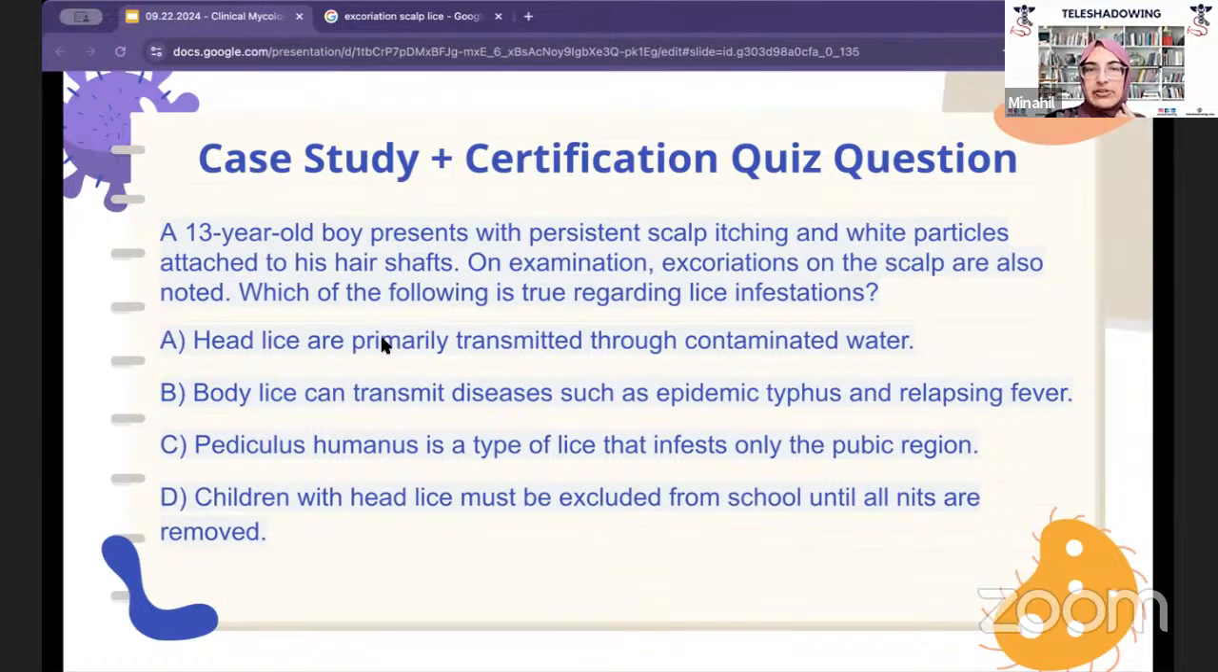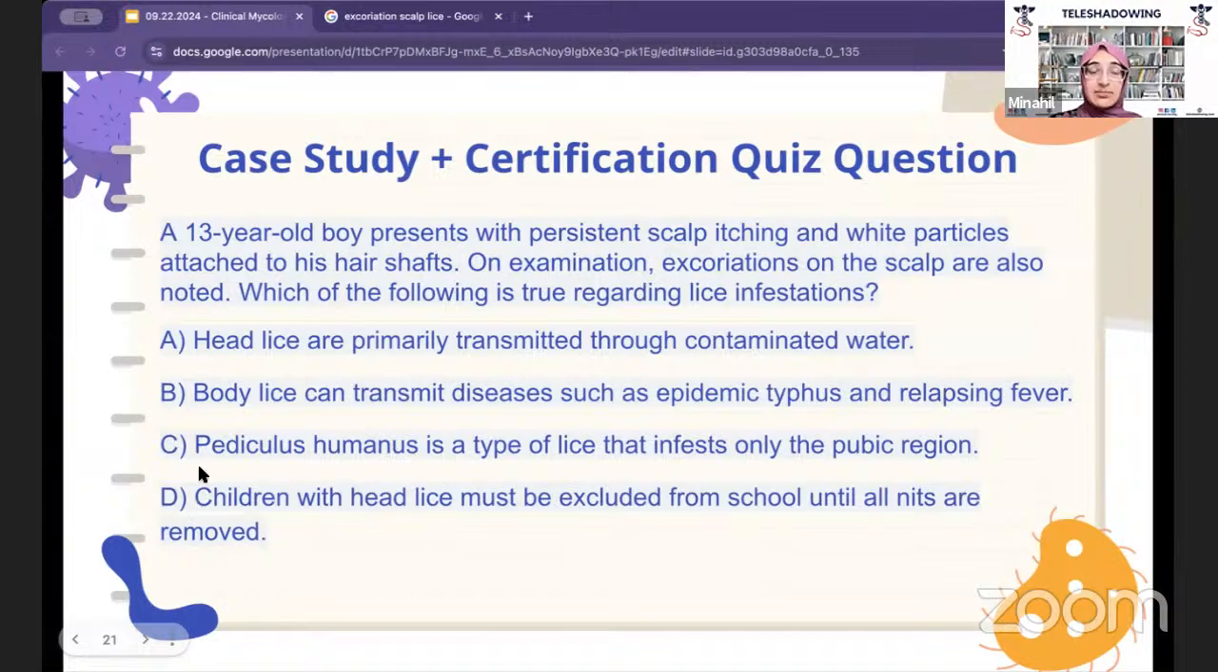A, head lice are primarily transmitted through contaminated water. B, body lice can transmit diseases such as epidemic typhus and relapsing fever. C, Pediculus humanus is a type of lice that infests only the pubic region. Or D, children with head lice must be excluded from school until all nits are removed.